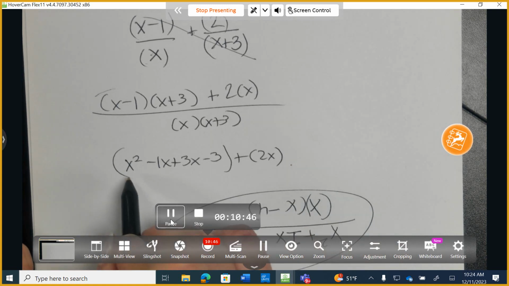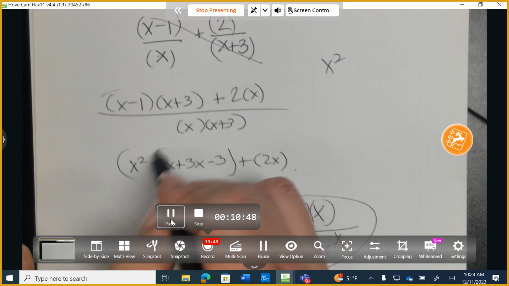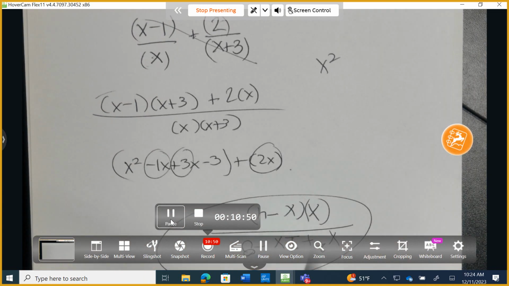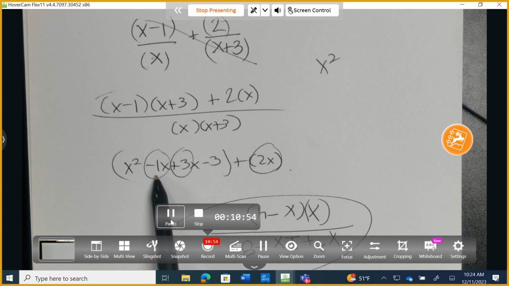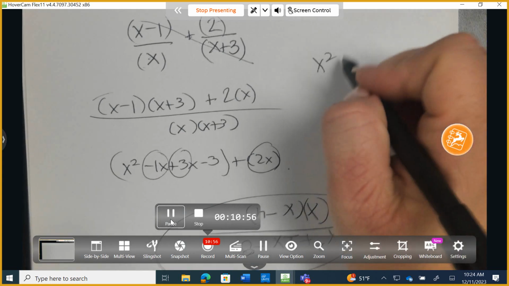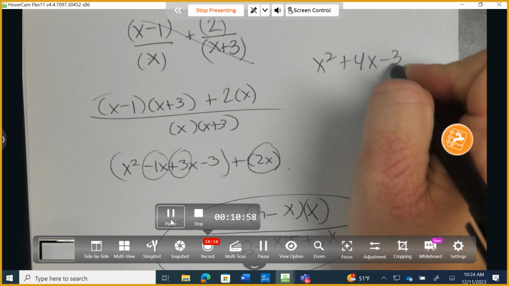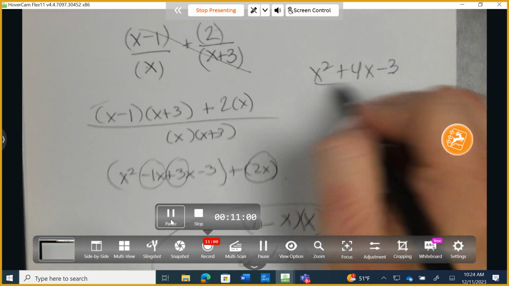And when I combine like terms, I have x squared. I'm going to circle all the terms that have a single x. Negative 1 plus 3 would be a positive 2, and positive 2 and positive 2 is a positive 4. So this is what I have so far in the numerator.